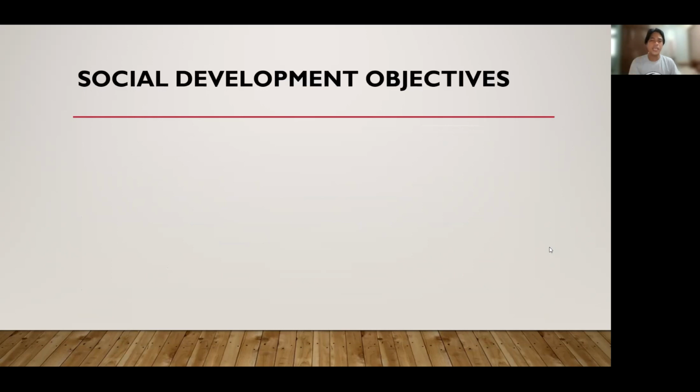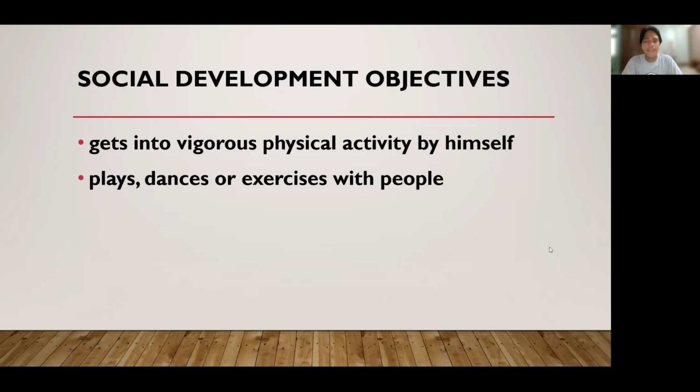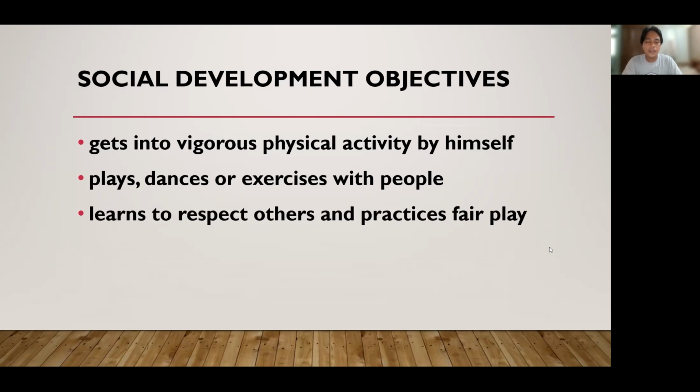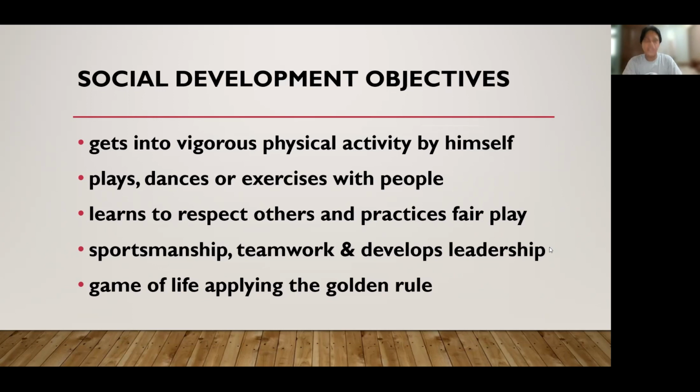Now let's proceed to number 3, the social development objectives. Okay? A learner seldom gets into vigorous physical activity by himself. He or she plays, dances, or exercises with people. In the process, he or she learns to respect others and practices fair play, sportsmanship, teamwork, and develops leadership. By the way, class, he or she learns the game of life applying the golden rule.